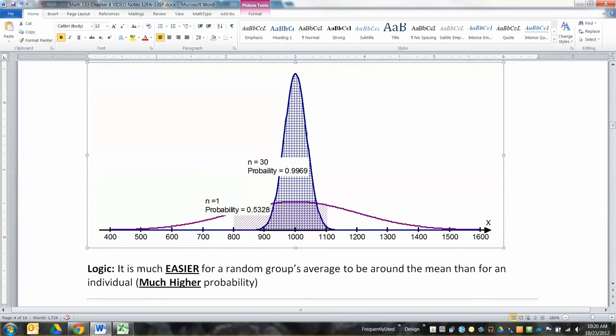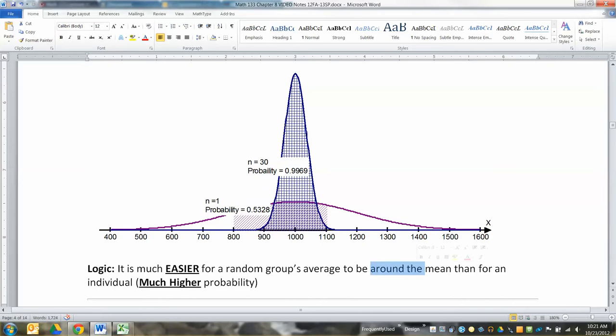So in other words, it's going to be much easier, i.e. have a much higher probability to be around the mean, close to the mean, when you're looking at groups rather than individuals. So yes, individuals have an average of 1,000, but they're kind of all spread all over the place. That's the purple curve. But group averages, going from room to room and getting the averages, that's going to be really close. Now let's find it.